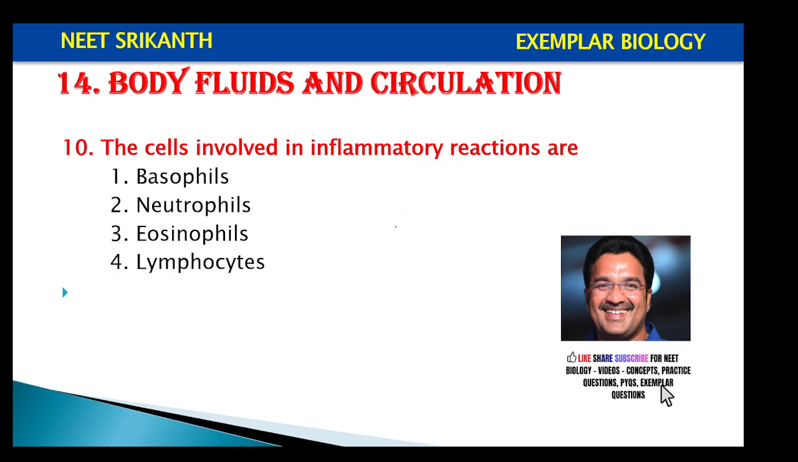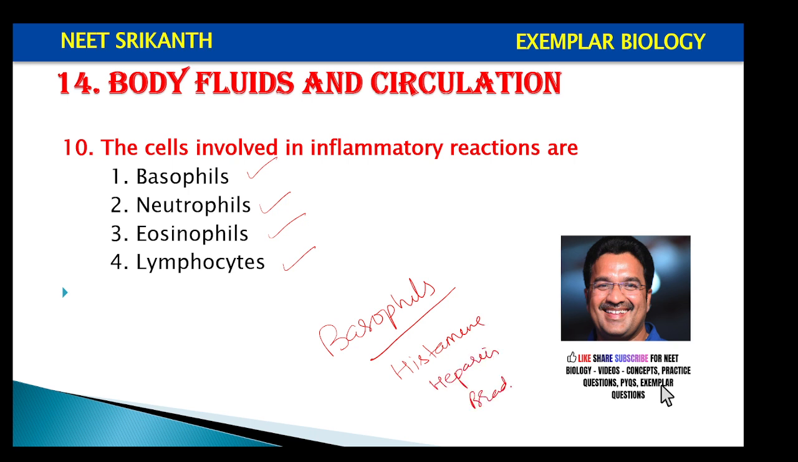The cells involved in inflammatory reactions are basophil, neutrophil, eosinophil, lymphocyte. So the basophils are said to be inflammatory mediators, which secrete histamine, heparin, bradykinin, serotonin, prostaglandins. These are all the inflammatory mediators which are secreted by the basophils.